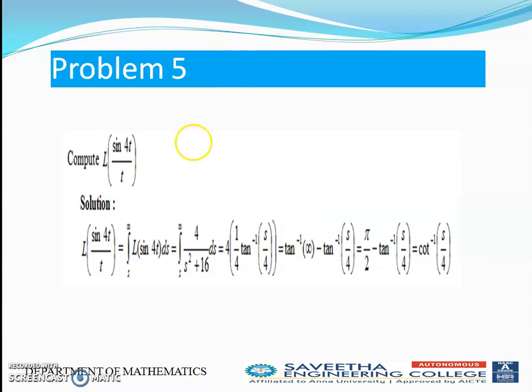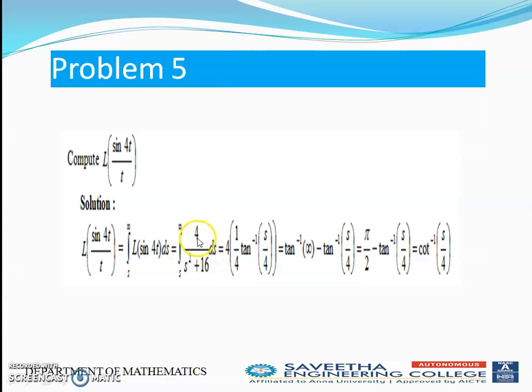Next one is compute L of sin 4t divided by t. So 1 by t form. So 1 by t means we can write the integral from s to infinity of L of sin 4t ds. So what is L of sin 4t? So 4 divided by s square plus 16 ds. Then here I can take 4 outside. So 1 divided by s square plus 4 square ds.